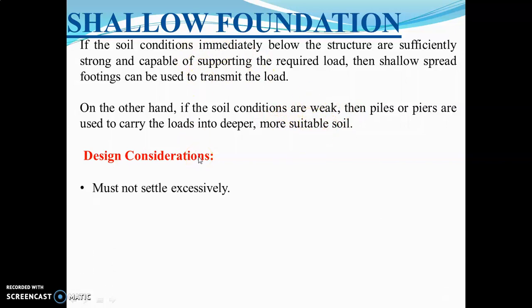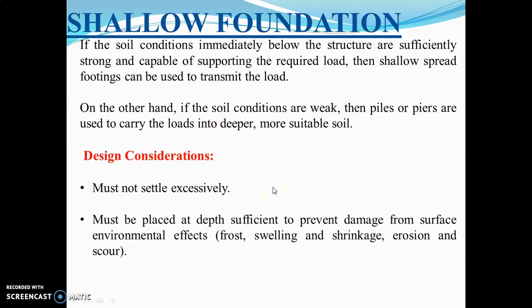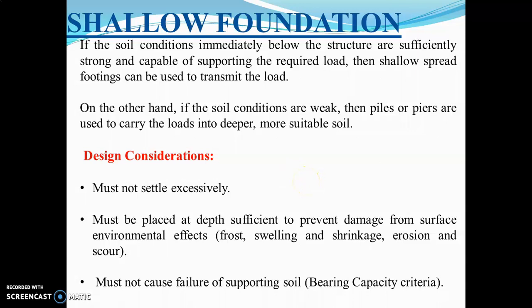Let us see some of the design considerations for shallow foundation. It must not settle excessively. It must be placed at a depth sufficient to prevent damage from surface environmental effects, like frost effect, swelling, shrinkage, erosion and scour effects. It must not cause failure of the supporting soil. So these are some of the design considerations.